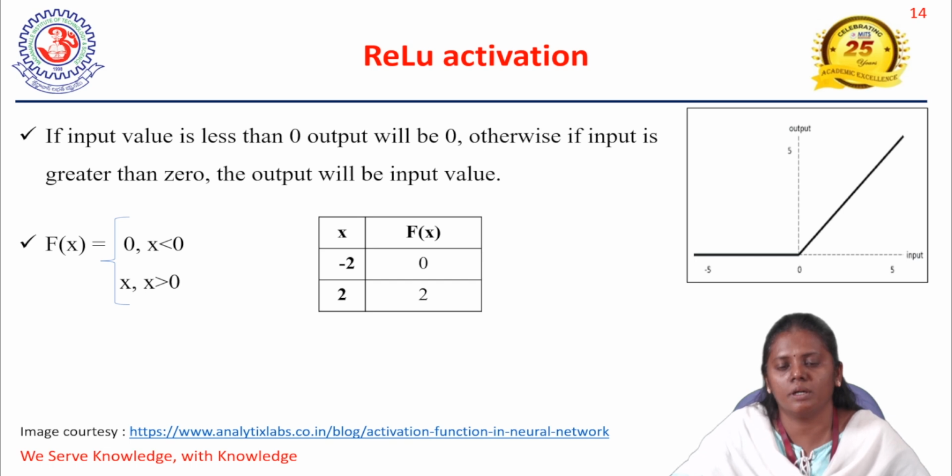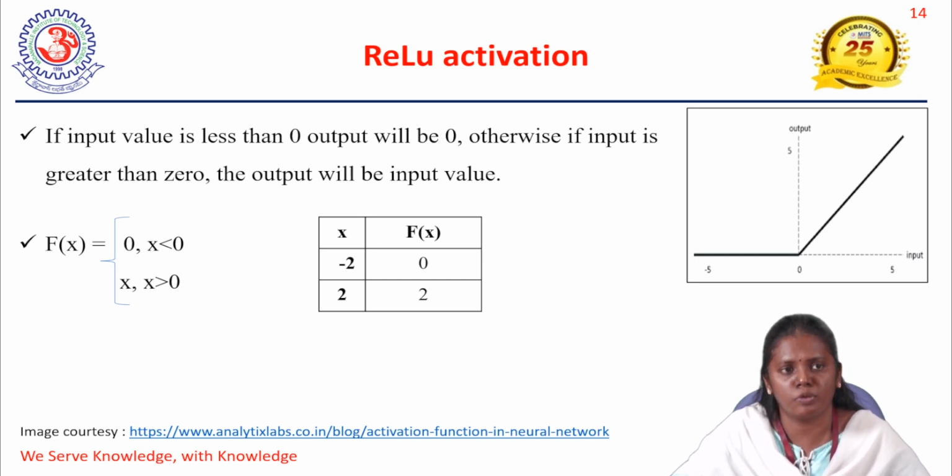Next comes the very widely used activation function, the rectified linear unit, the ReLU activation function. If the input value is less than 0, the output will be 0. Otherwise, if the input is greater than 0, the output will be the input value. So here the 0 is used as a decision factor. If the input value is less than 0, there will not be any output. It will be made 0. Whereas if the input is greater than 0, whatever the value of the input is taken as the output from that particular neuron, or the activation function.